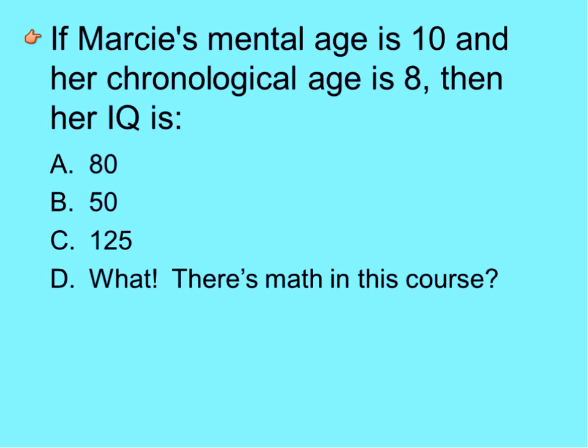If Marcy's mental age is 10 and her chronological age is 8, what's her IQ? A, B, C, or D here. So plug the numbers into the formula. I love giving one test item on this old school computation of IQ, just so you show that you understand what the formula says and this idea of mental age and chronological age and how they relate. So take a shot at this one. You're going to take those numbers and plug them into that formula. Let me give you another 15 seconds here.